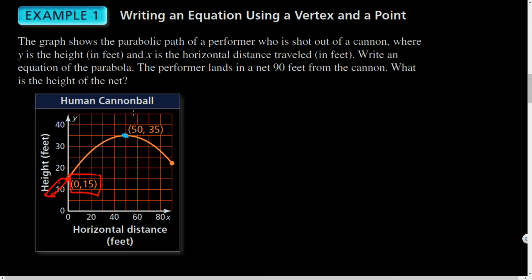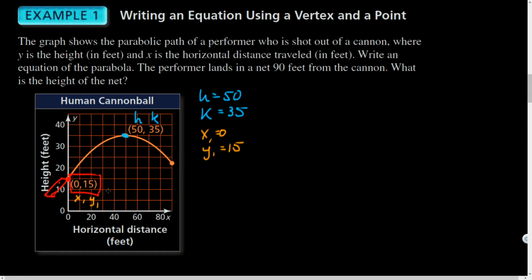They didn't specify that, but that's definitely the vertex. So this is going to be my h and my k. And so h equals 50, k equals 35, and I have a particular point. I'll call it x1 equals 0 and y1 equals 15. So that's a particular ordered pair that makes the equation true.